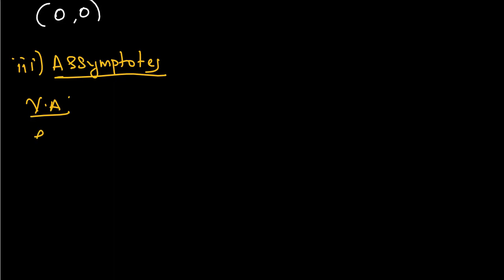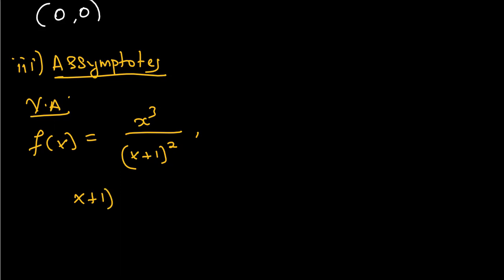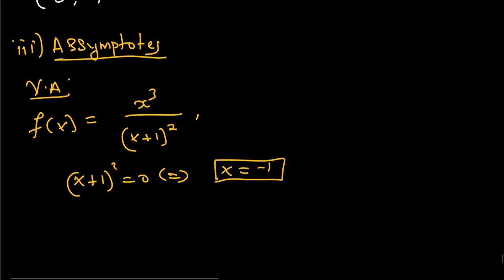In other words, if it gives you infinity, that point is a vertical asymptote. But here our function f of x is a rational function, x cubed divided by (x plus 1) all squared. So the vertical asymptote is simply obtained by equating the denominator to 0 and removing the point where it is not defined. So equating (x plus 1) squared to 0, this is true if and only if x is equal to -1. So that's the equation of the vertical asymptote.